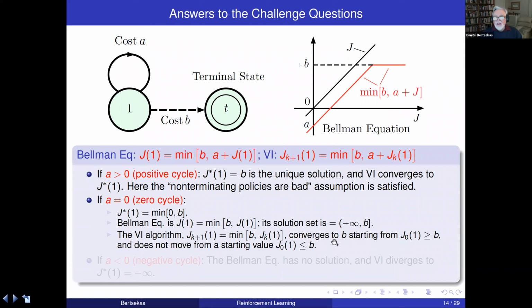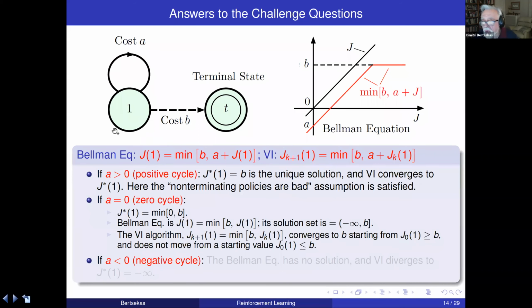And the most strange case happens when A is negative. Anyone wants to discuss this? A negative is shown here in this figure. This is the right-hand side of Bellman's equation, and this is the left-hand side. They don't meet at all. There's no solution to Bellman's equation.